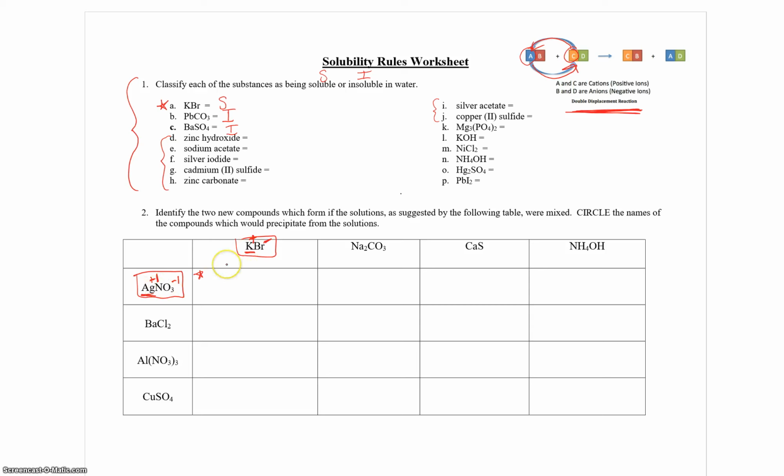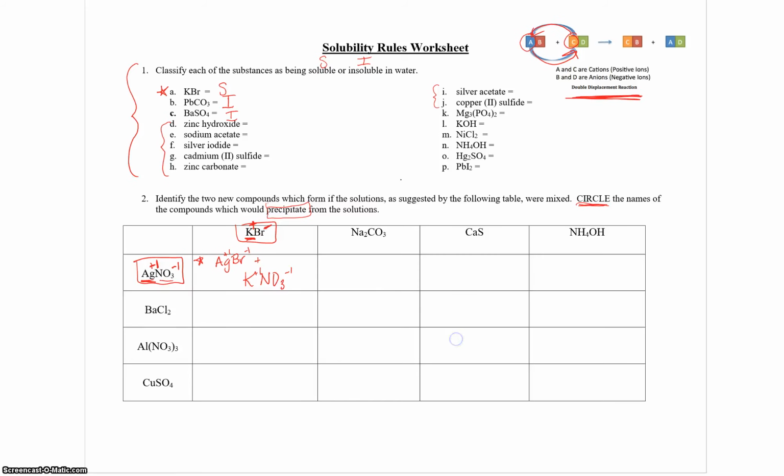If silver and potassium switch, silver is going to be with bromine, so it'd be AgBr, silver bromide. And potassium is going to form with nitrate, so it'd be KNO3. Make sure that you are writing them correctly and that all your charges balance out, and they do. Now you circle the ones that are going to precipitate. Basically that means whichever one is not soluble in water is not going to dissolve. It's going to precipitate out of the solution.